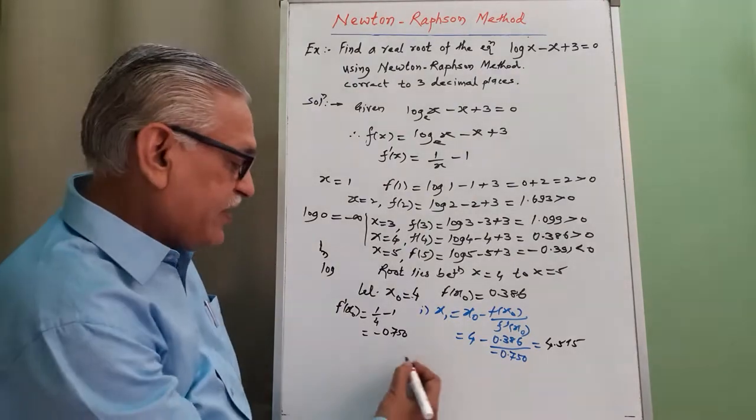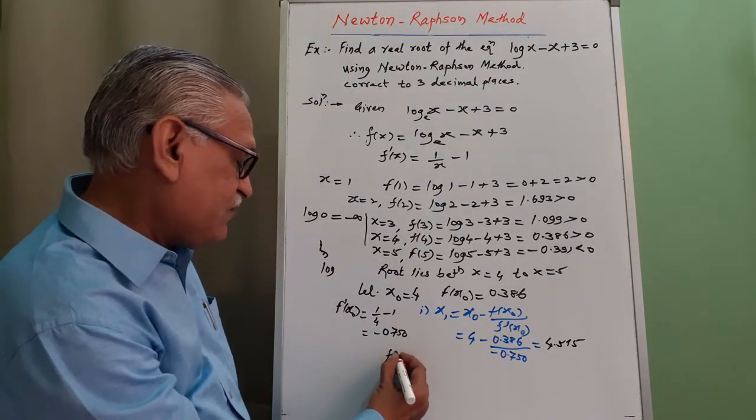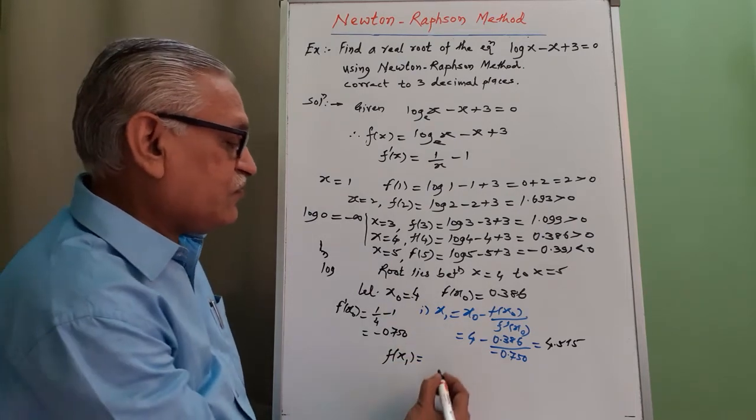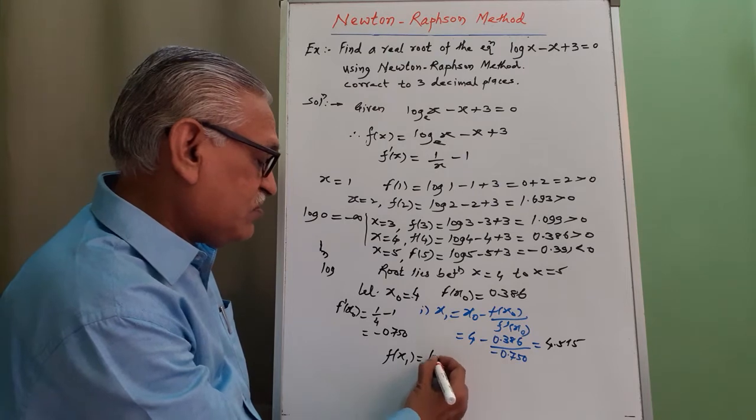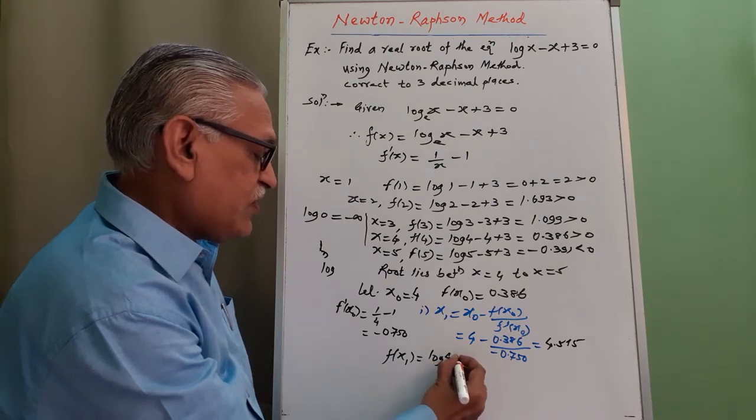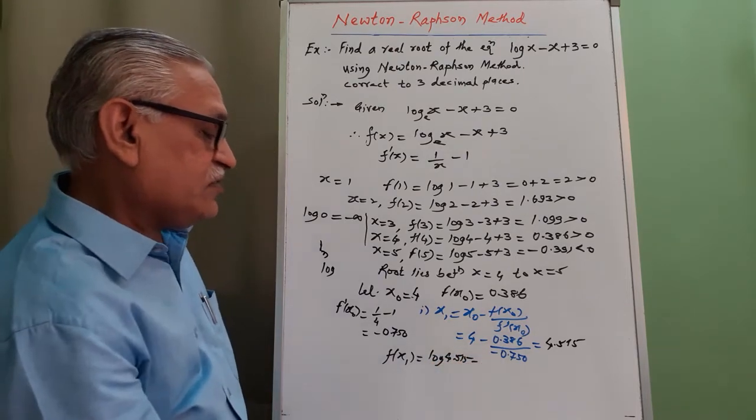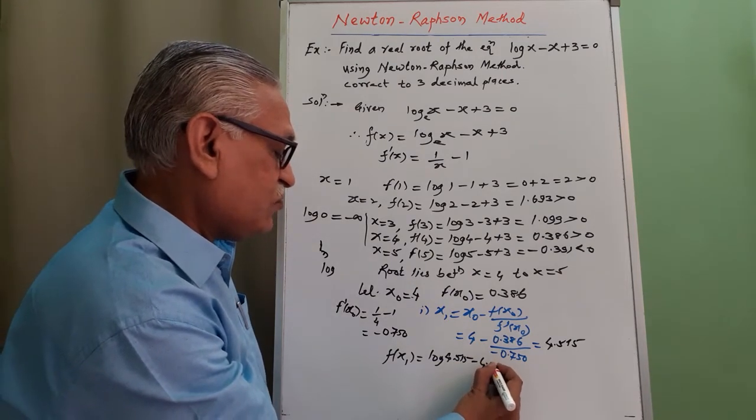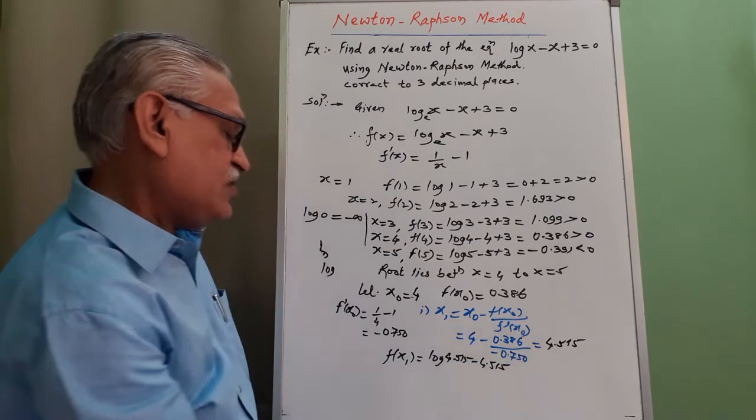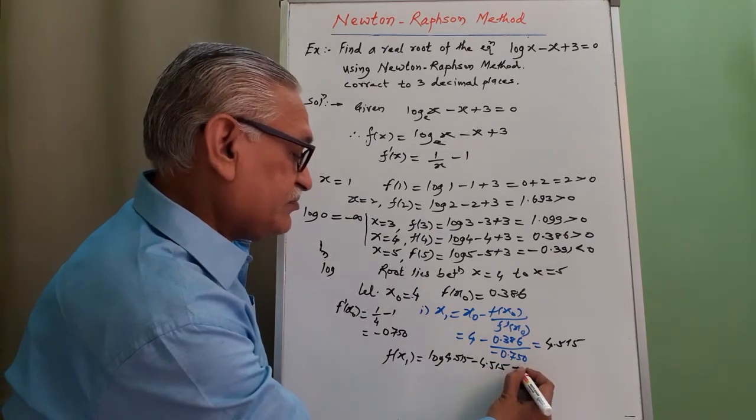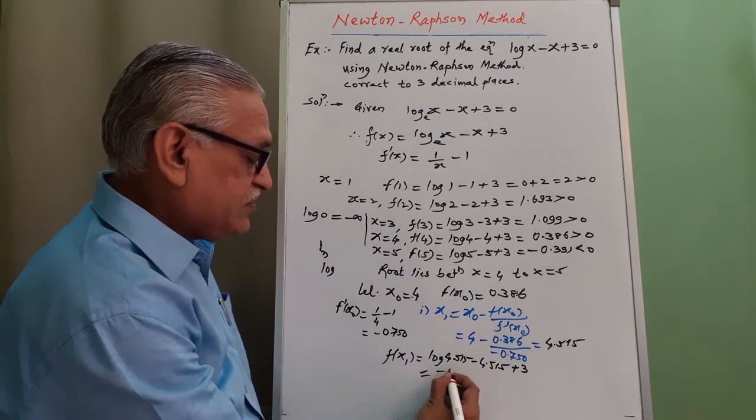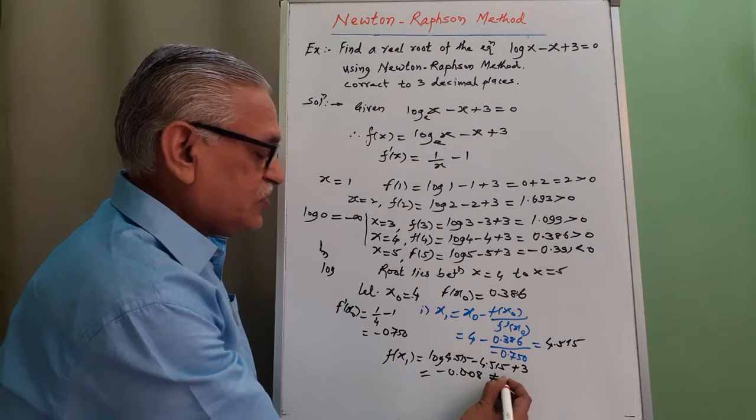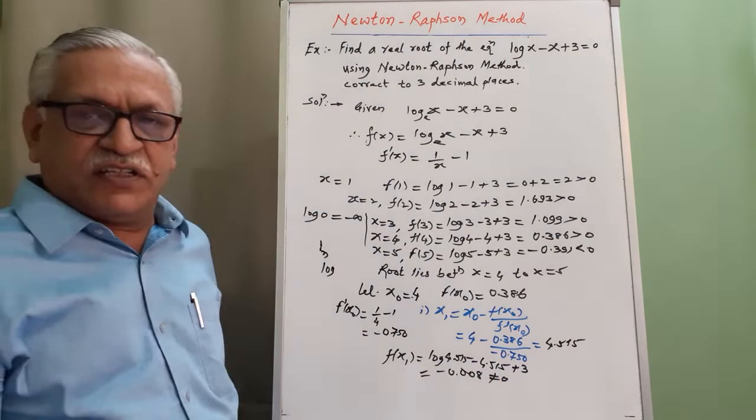and therefore we check whether this is a root or not by finding the corresponding value of the function. Therefore f of x1 is log of 4.515 minus 4.515 plus 3, which is minus 0.008, which is not equal to 0 when we are performing correct to 3 decimal places.